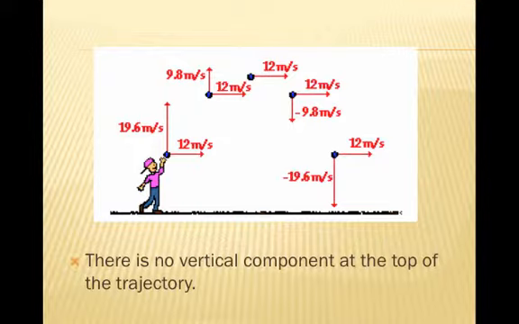However, gravity does not affect the horizontal component. If you notice, the horizontal component stays 12 meters per second even at the top of its path. And then as the object starts to fall down, horizontal component stays the same, 12 meters per second. But the object starts to accelerate because it's going in the same direction as gravity.